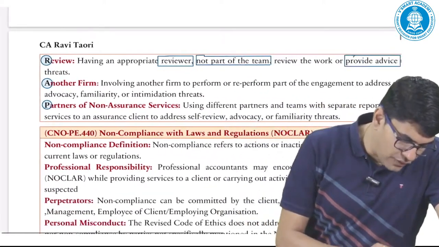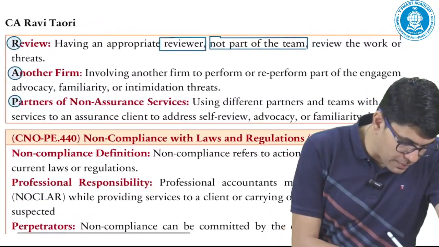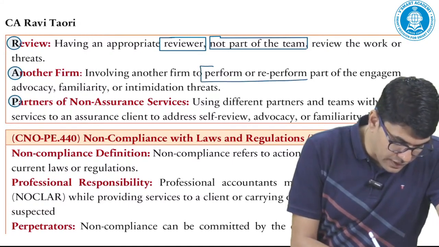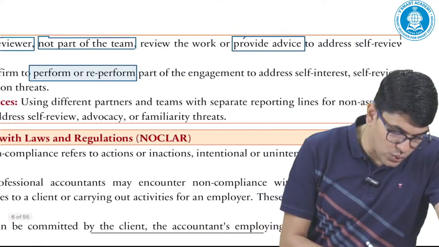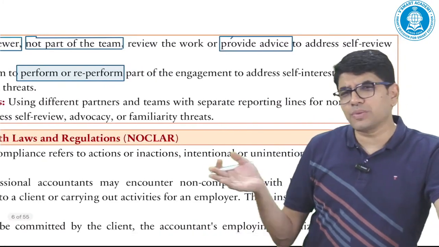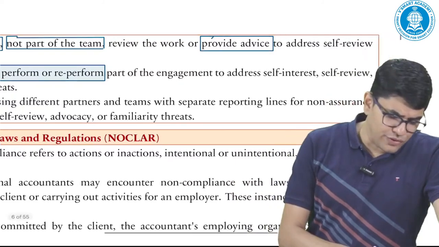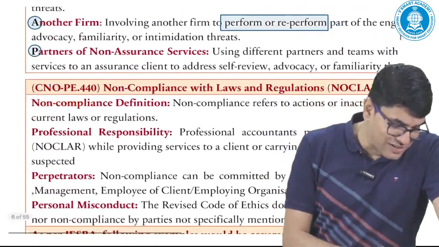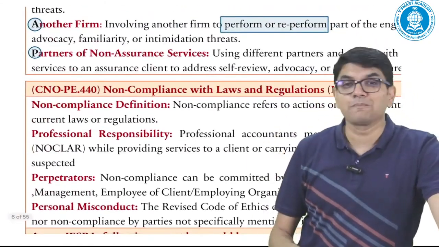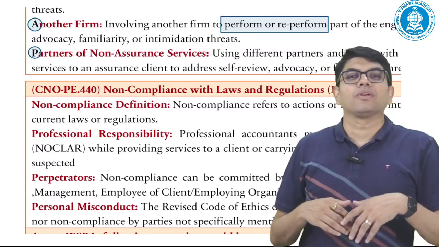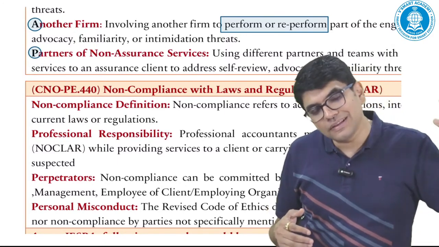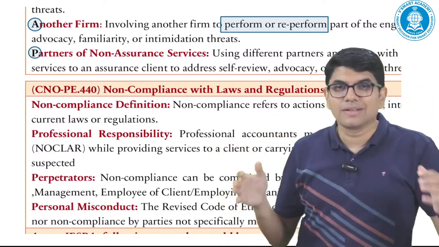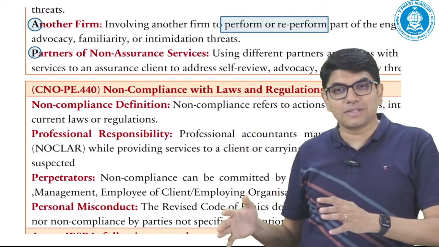Another firm: involving another firm to perform or re-perform part of the engagement to address the threats. This is a wonderful thing, to bring someone else. It can compensate the self-interest threat because someone else is doing it. The self-review threat, because someone else is doing it. The advocacy threat, because someone else is doing it. It can happen that your one department is helping the company in getting shares listed, and your another department is doing the audit.